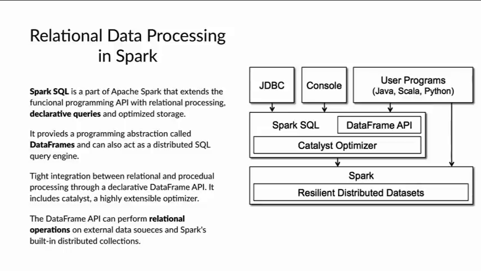And it also includes Catalyst, which is a highly extensible query optimizer. So what the DataFrame API or the Spark SQL does is build a tree of your computation and then try to optimize the execution, as you know it from SQL query optimizers. And the DataFrame API can perform relational operations on external data sources, and Spark supports all data sources that Hadoop supports, and even some more.